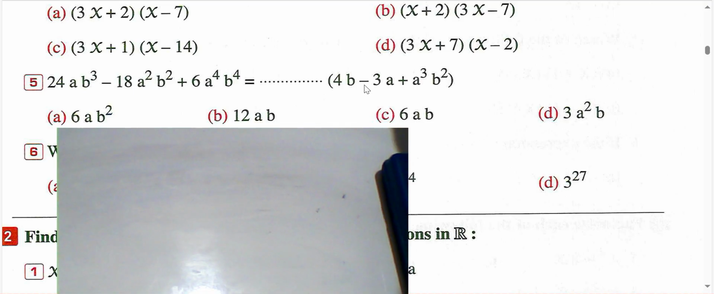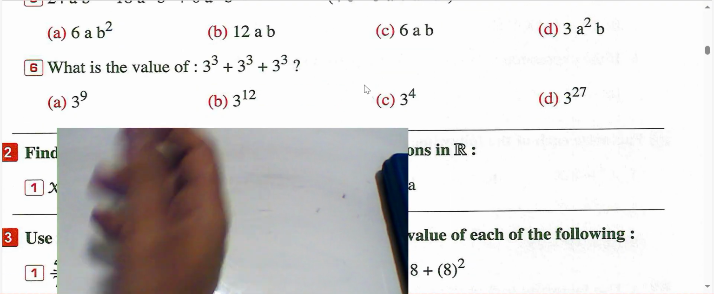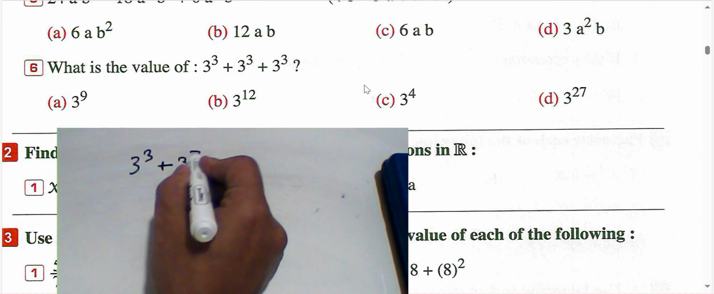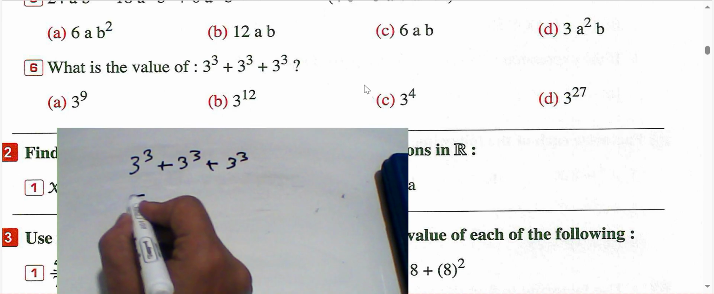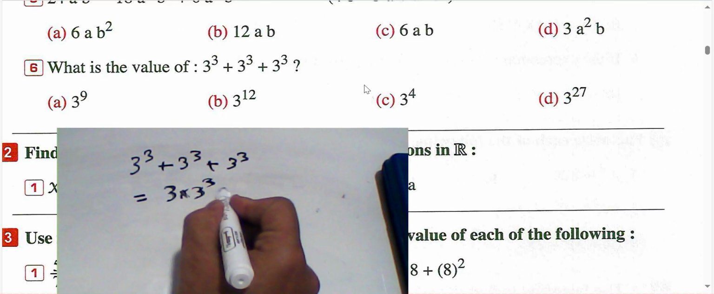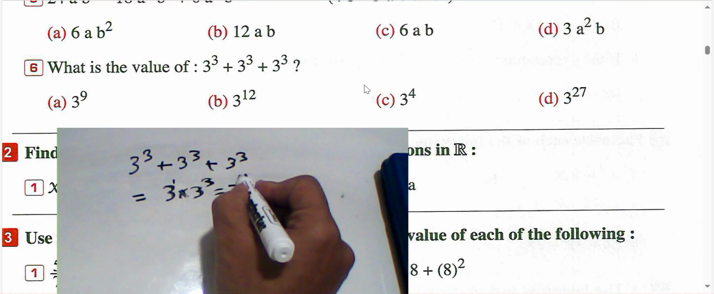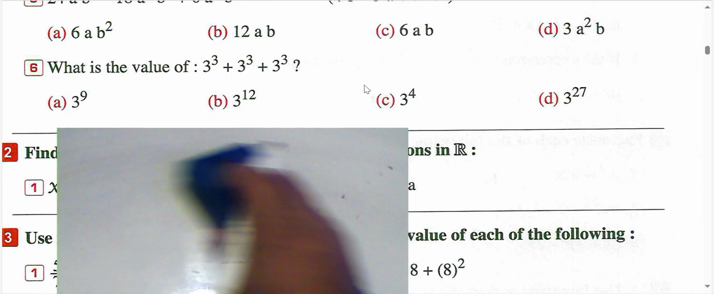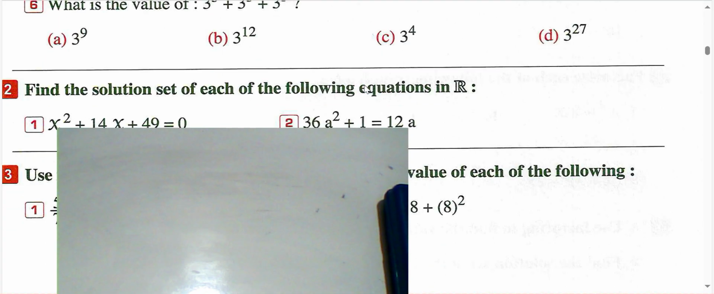Okay, next question. Which of the following is the value of 3^3 plus 3^3 plus 3^3? We know 3^3 is repeating 3 times. Then we have 3 times 3^3. We can add the powers, then the result will be 3^4, because this number is repeating 3 times. In 3 times 3^3, the answer will be 3^4.